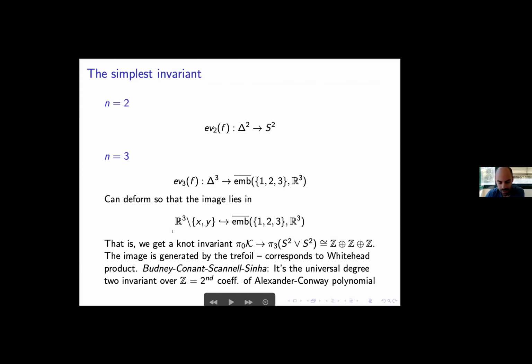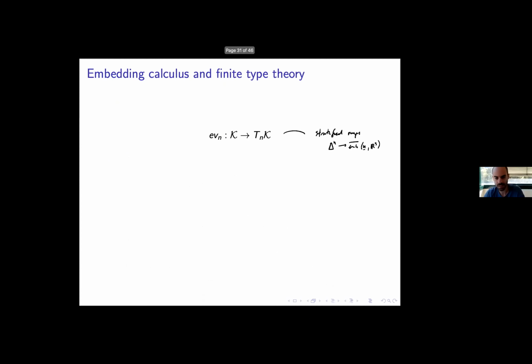And in fact, there is this result by Budney, Conant, Scannell and Sinha that says that this map is actually the degree 2 invariant that I mentioned at the beginning. Okay, so it's actually the unique degree 2 invariant, which is also some coefficient of some polynomial that appears in knot theory. So the higher invariants, so this is up to degree 3, the higher invariants are much harder, but there are some things that we know about this map.